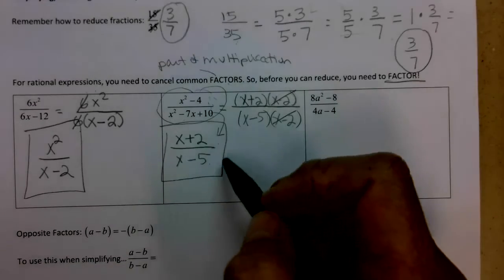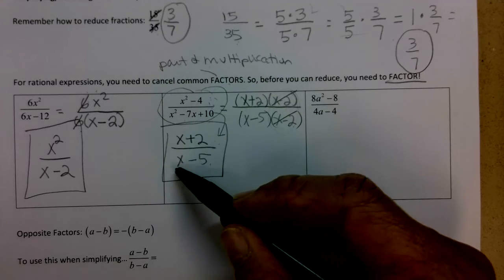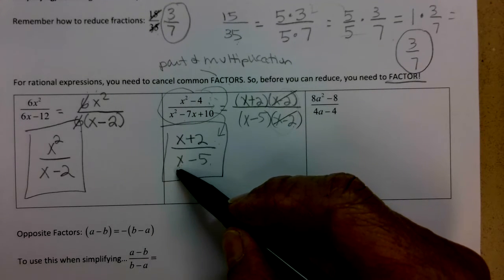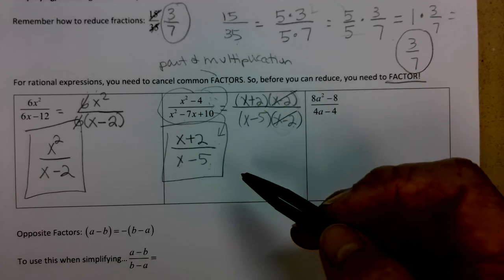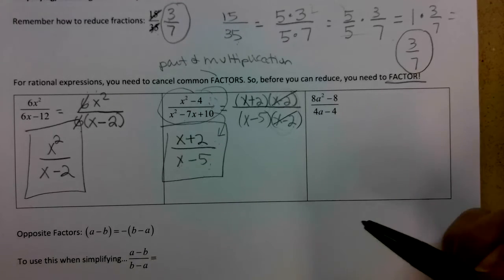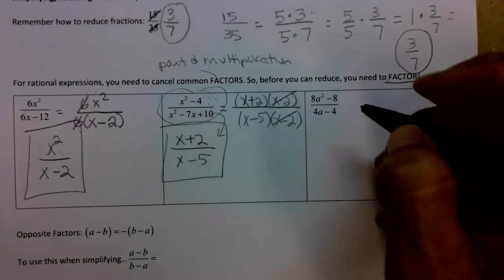Okay, it does not reduce any farther. So even though there's an x in the numerator and the denominator, neither of those x's is a factor. They're part of a plus and a minus. So that means they're not a factor. It's not x times anything, it's x plus something. So it's a term, not a factor. Okay, last one here.